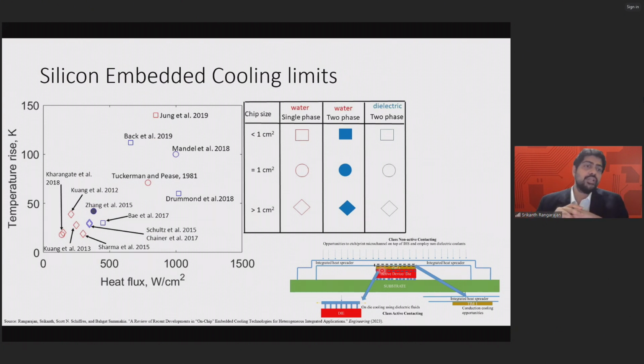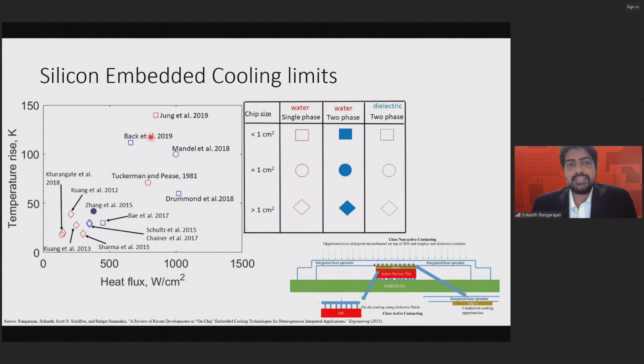And with respect to silicon embedded cooling, that is also going to be one of the future directions for electronic cooling. We are seeing that the Tuckerman and Pease work has already been surpassed by one of the studies from IBM, where they have really routed the fluid onto the silicon. And then we have heat flux of more than 1000 watts per centimeter square with a temperature rise of close to 50 or 60 Kelvin from the chip temperature. We are also seeing a lot of other studies done in the past decade that try to use the silicon itself as a medium to cool, routing the fluid through that.